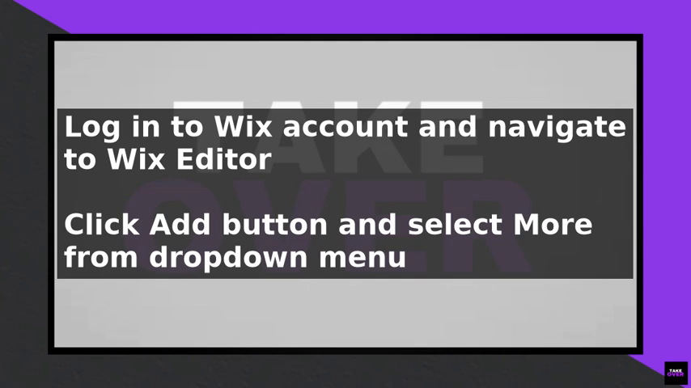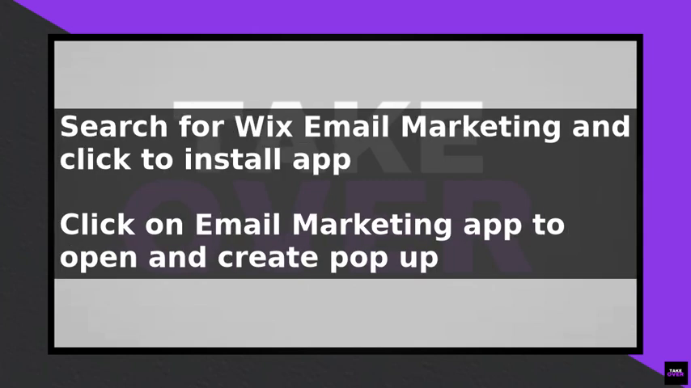First, click on the Add button on the top bar of the editor and select More from the drop-down menu. This will open up a new window with various apps and integrations available for your Wix site. Search for Wix Email Marketing and click on it to install the app.